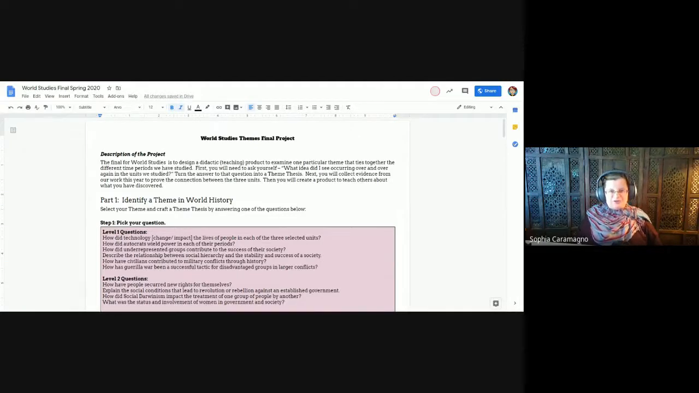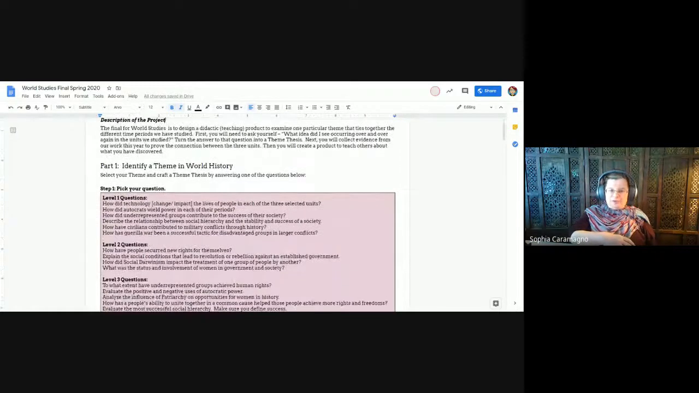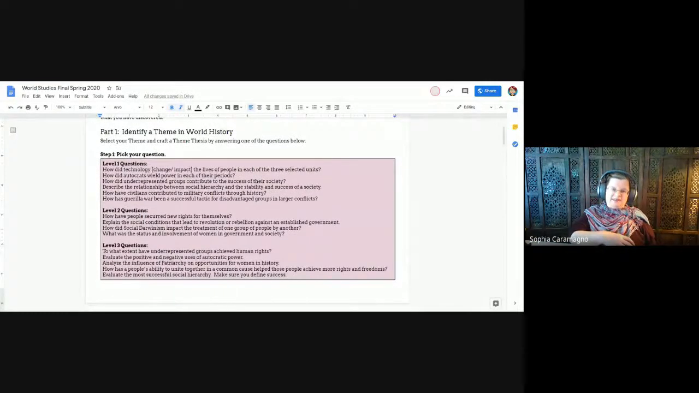You're going to start by selecting your theme question. So, the first thing you want to do is identify those ideas that have come up more than once. We've organized these questions into 3 levels: level 1, level 2, and level 3. These different levels represent different levels of complexity of thinking. Level 1 are more concrete, level 3 are more abstract, and level 2 is in the middle. So, the first thing you want to do is pick a question from this list for your project.